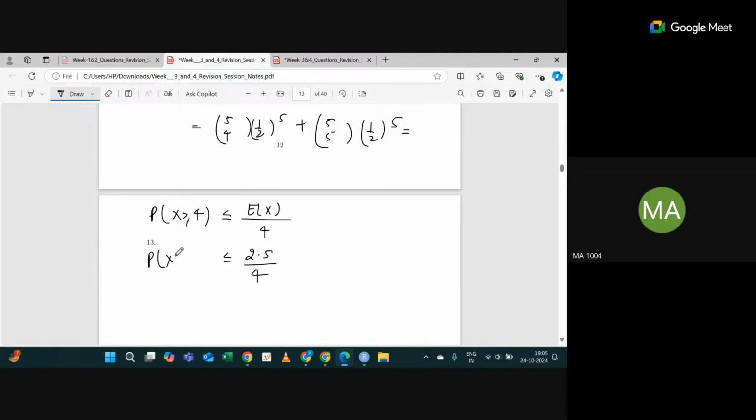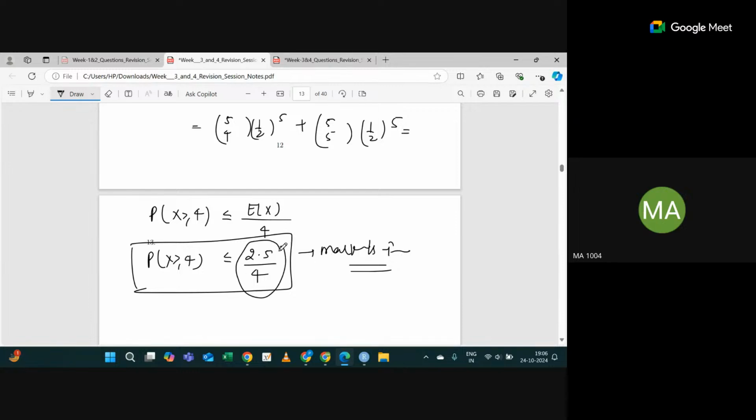Are you getting this part? Yes, sir. By using this Markov inequality, the first thing you will get is one bound, meaning the probability that x is greater or equal to 4 will not exceed 2.5 divided by 4.